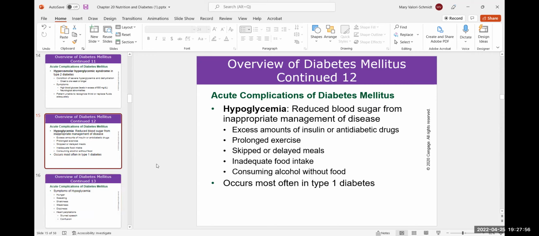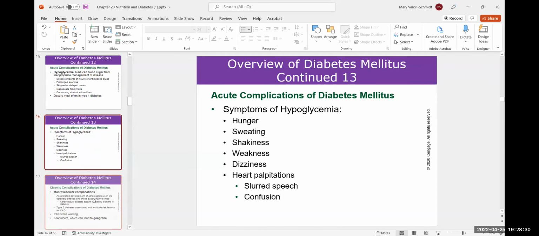Now, on the other side is hypoglycemia, which means there's not enough blood sugar. It could be for a lot of reasons. Not the right amount of insulin or oral drugs. They exercise too much. Skipping meals, can't do that. Not eating enough. Drinking alcohol without food. And it occurs most often in type 1. That's not true. Hypoglycemia occurs in both type 1 and type 2, depending on the way that person is managing their diabetes. That's really what it boils down to.